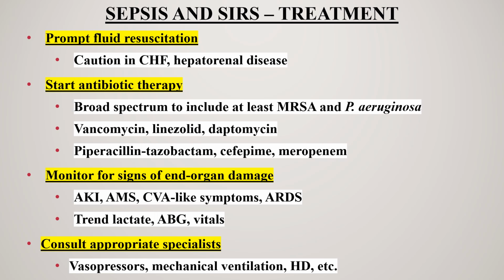So with the fluid resuscitation, the goal is to maintain adequate intravascular volume in order to ensure appropriate organ perfusion. But you have to be careful in patients that have CHF or hepatorenal disease because they are prone to fluid overload, and this can easily deteriorate into cardiogenic shock.